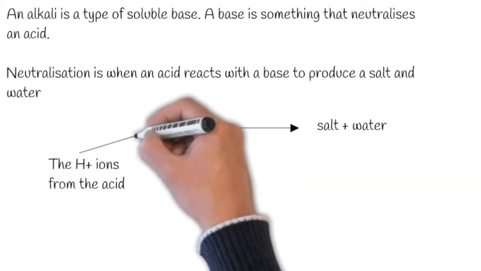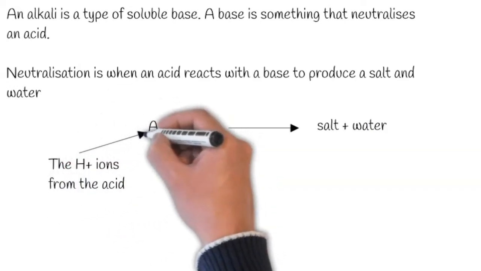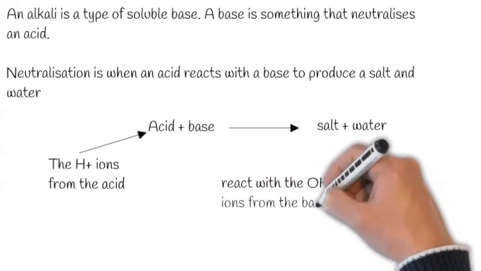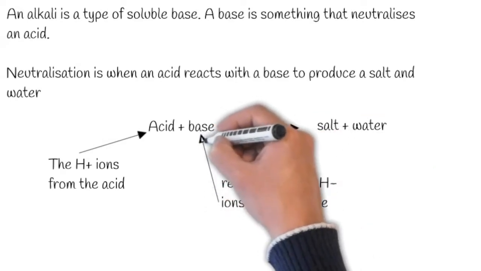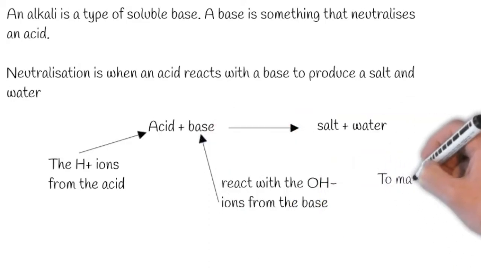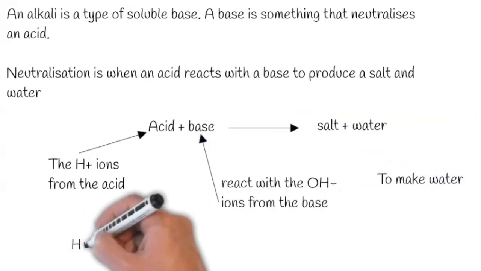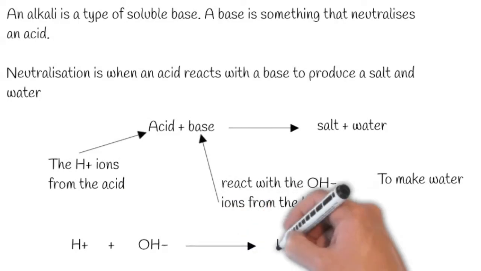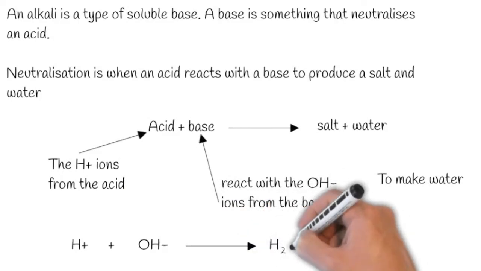The H plus ions from the acid, you'll remember that from earlier, react with the OH minus ions from the base, or alkali, you'll remember that from earlier, to make H2O, water. H plus plus OH minus goes to H2O.